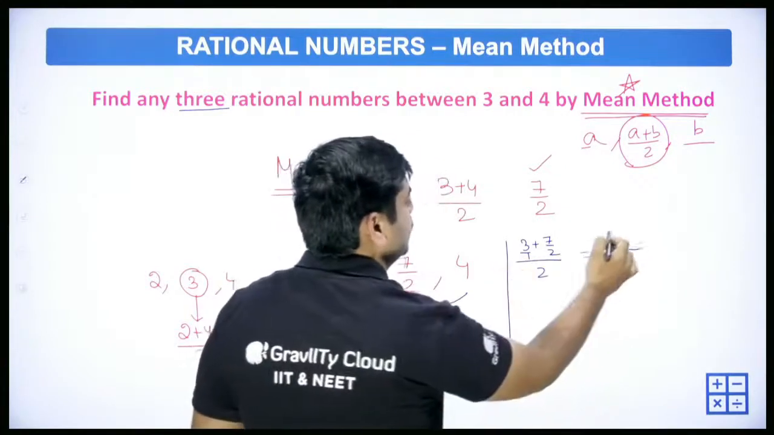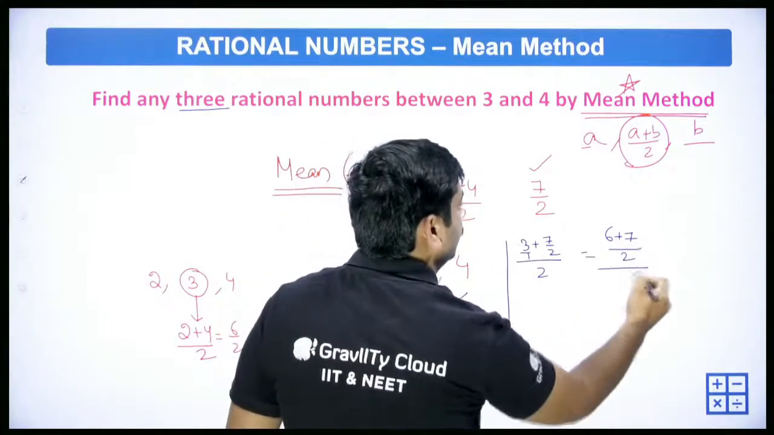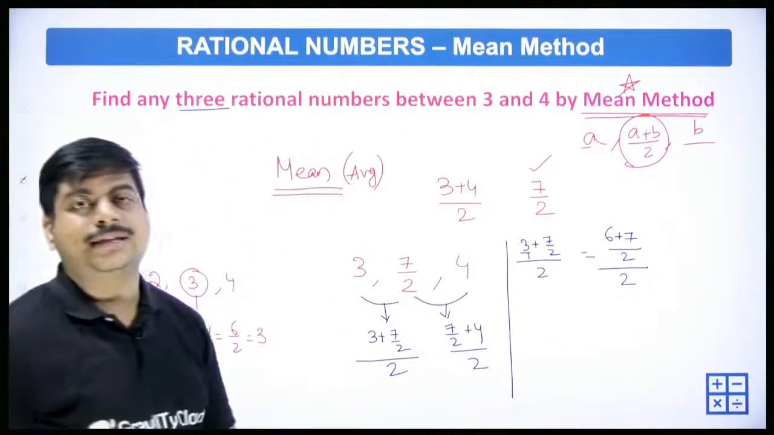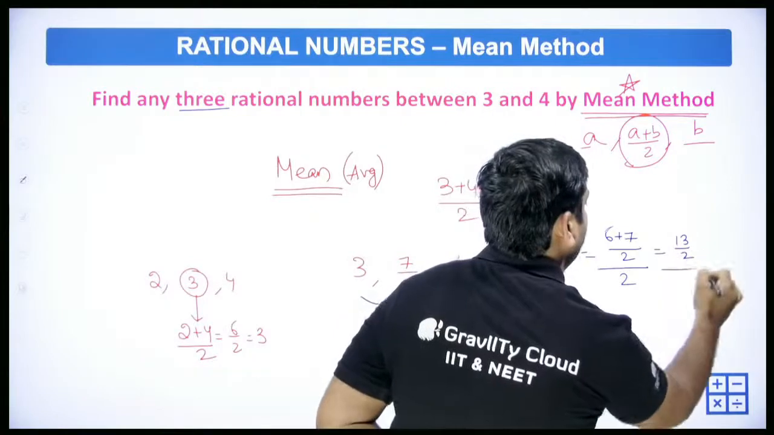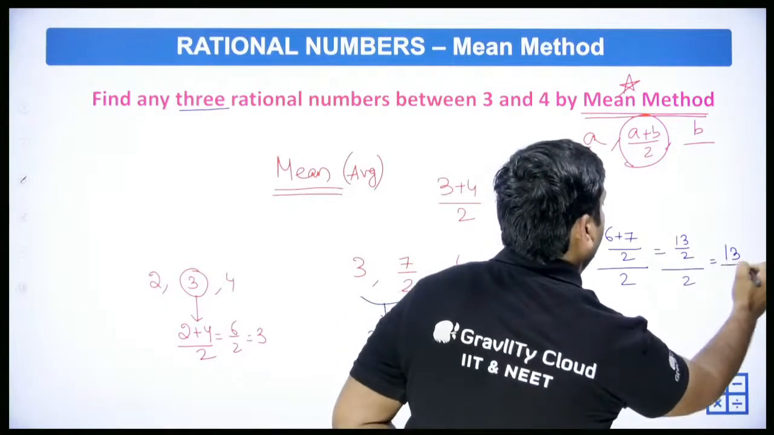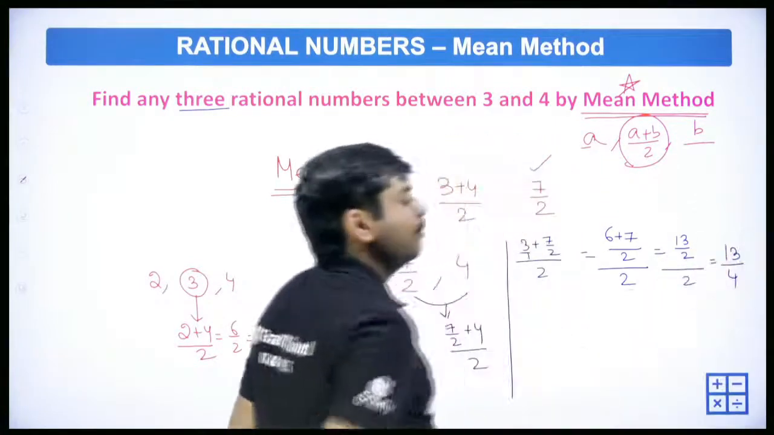So 3 becomes 6 by 2. 6 plus 7 by 2, 6 plus 7 is 13. 13 by 2 by 2, which is 13 by 4. The 2 gets reciprocal and becomes 13 by 4.